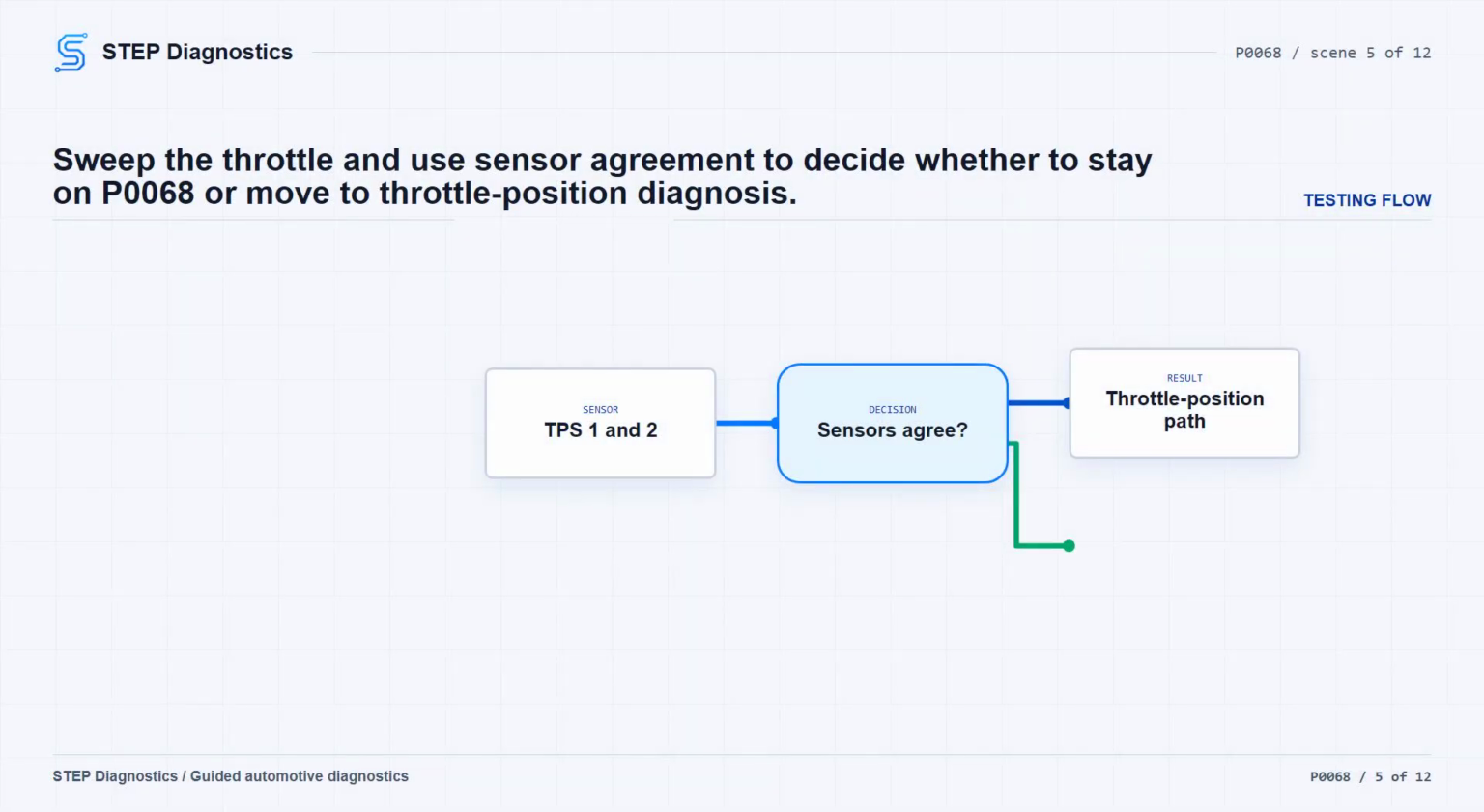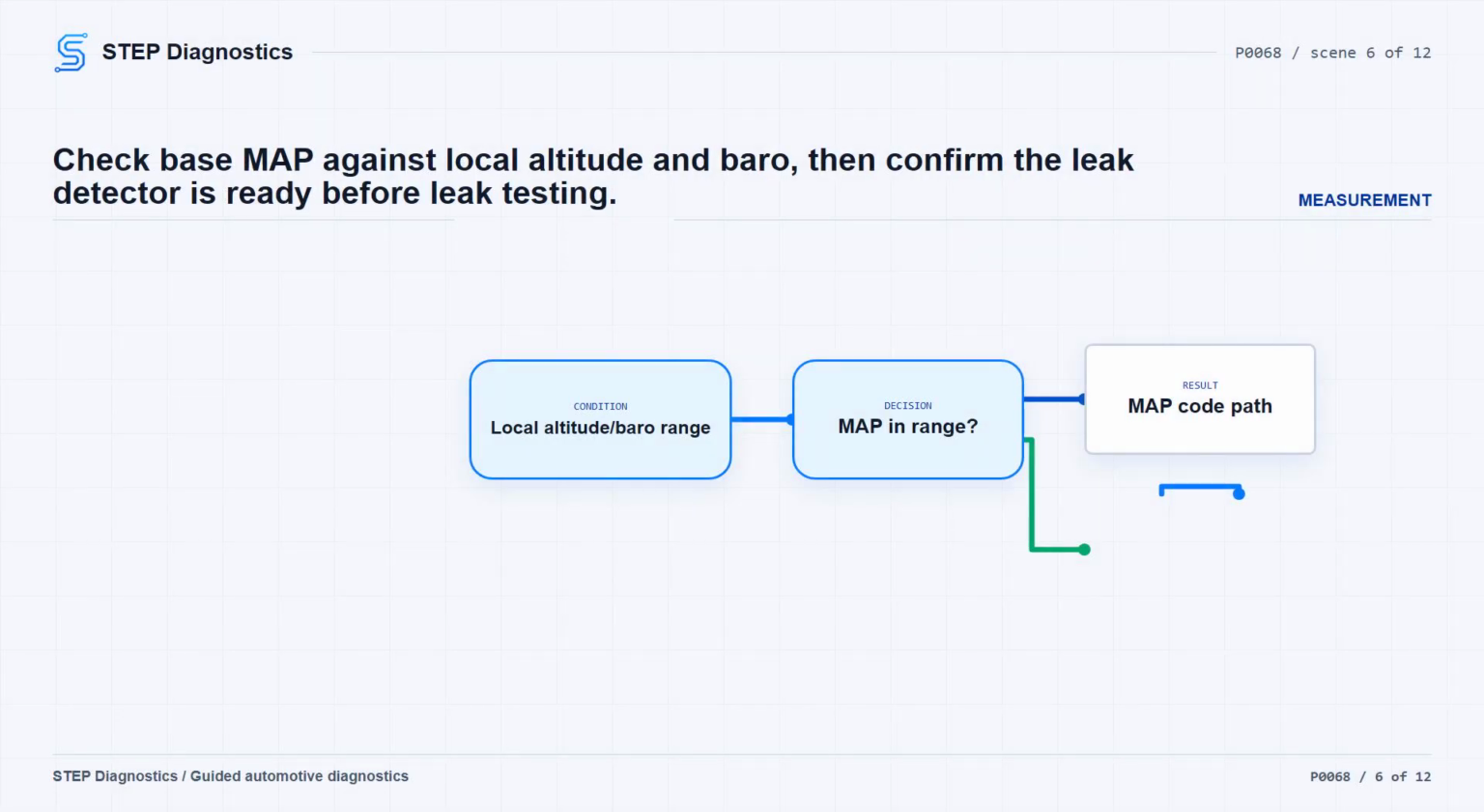Use the scan tool throttle sweep from 0 to 98% and back to 0%. During that sweep, throttle position sensors 1 and 2 need to agree. If they do not agree, move to the throttle position sensor diagnostic path instead of forcing this P0068 test forward. If the throttle sensors agree, check the MAP sensor against the altitude versus barometric pressure range. For that altitude comparison, the actual table values are not included in this path, so pause and use the correct altitude versus barometric pressure values rather than guessing. If the MAP value is not in the correct range, diagnose the MAP sensor code path first.